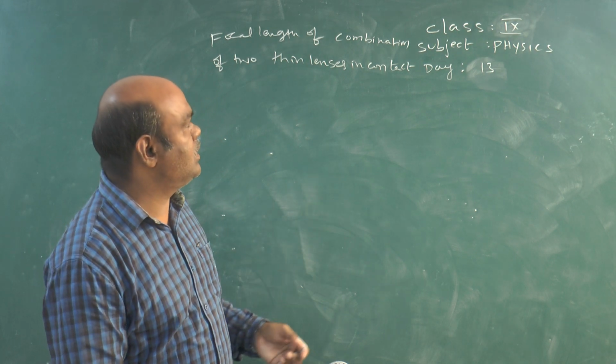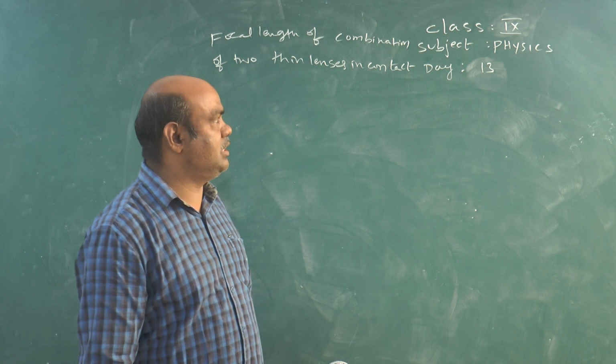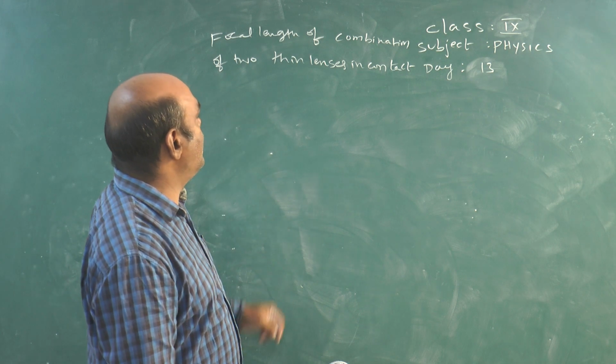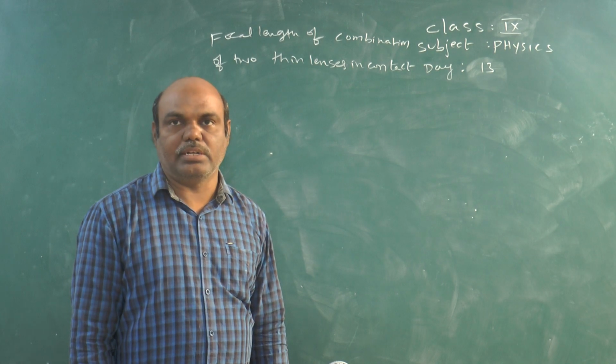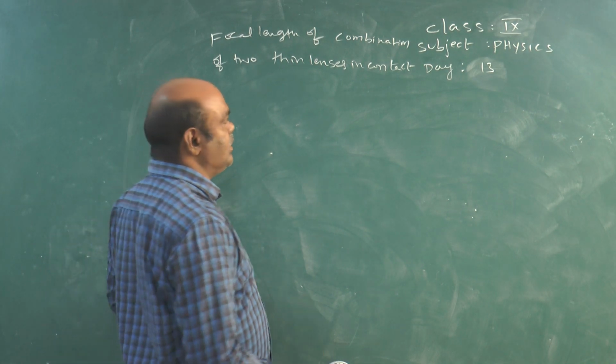Today we are going to discuss 9th class physics. The topic is focal length of combination of two thin lenses in contact. So, two thin lenses in contact.